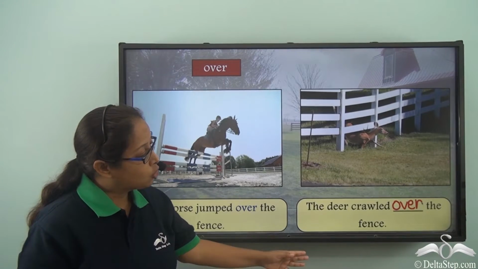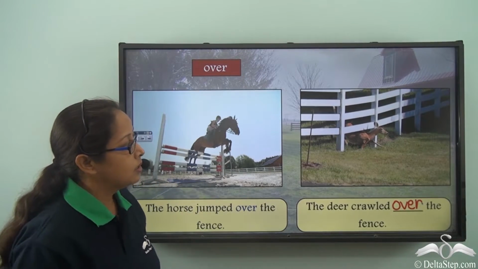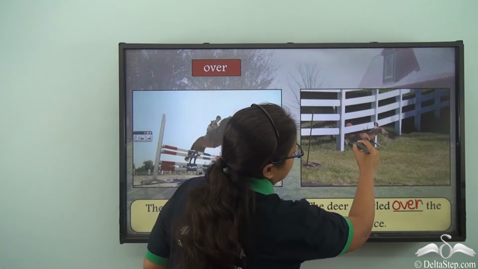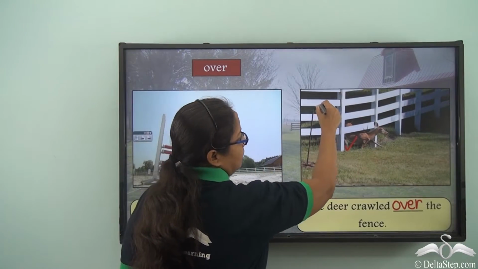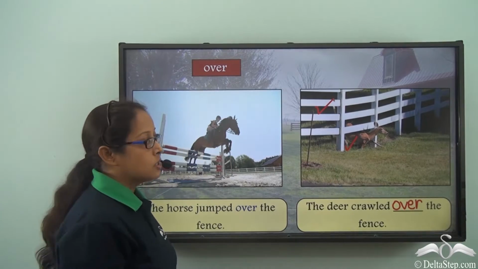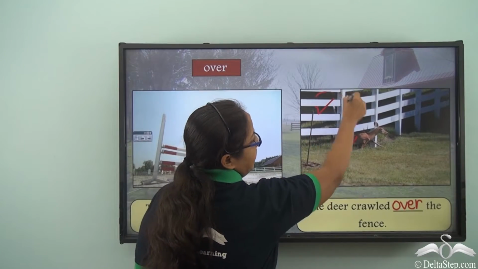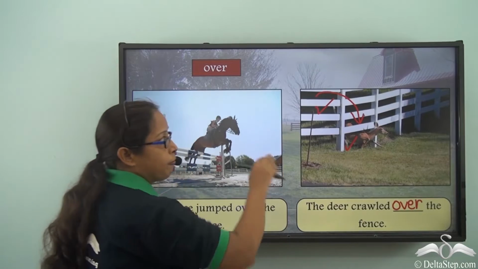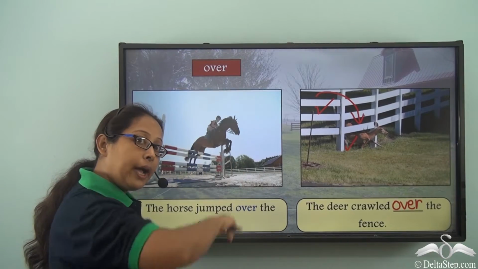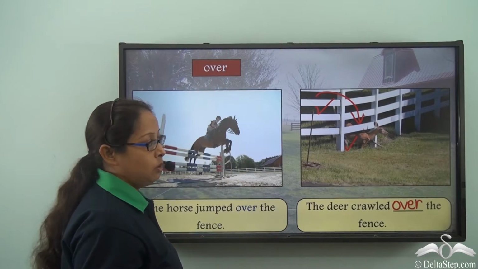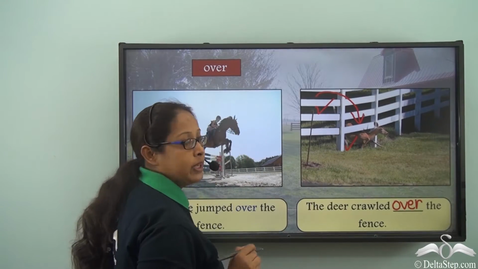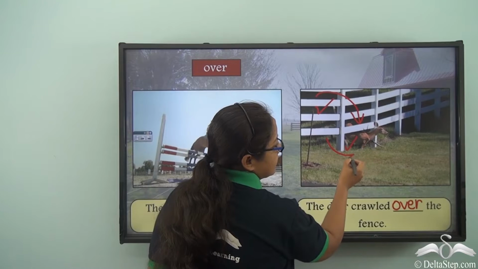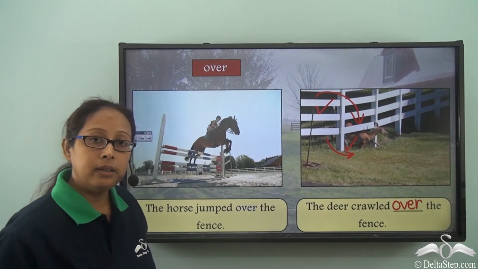The deer crawled over the fence. Where is the deer? Right here. And where is the fence? This one. So, can we see any motion happening from the top, higher above? No. What can we see? There is definitely some amount of movement, but it is lower than.